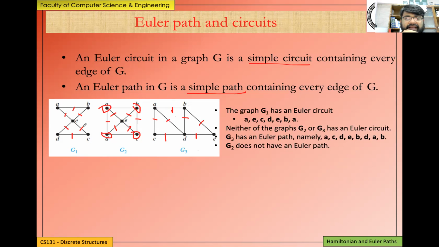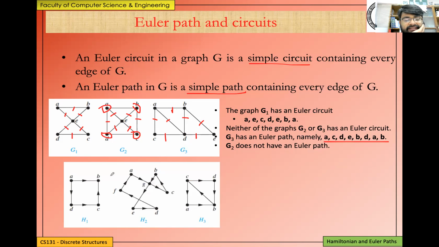So the graph G1 has an Euler circuit, which is A, E, C, D, E, B, A. Again, you can use the edges and you can see the same thing. Neither of the graphs G2 nor G3 has an Euler circuit. Both of them do not have an Euler circuit. G3, as I just showed you, has an Euler path, namely A, C, D, E, B, D, A, B. So that's the path that is shown here. And G2 does not have an Euler path either. And it's understood that if you have an Euler circuit, then you automatically have an Euler path as well.